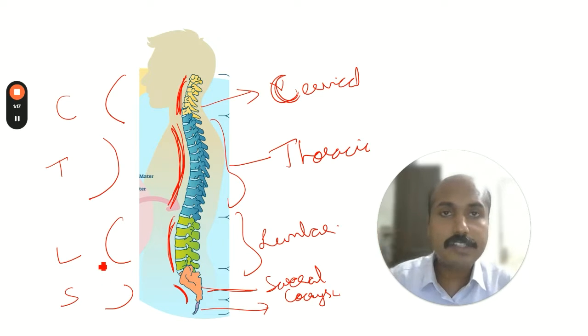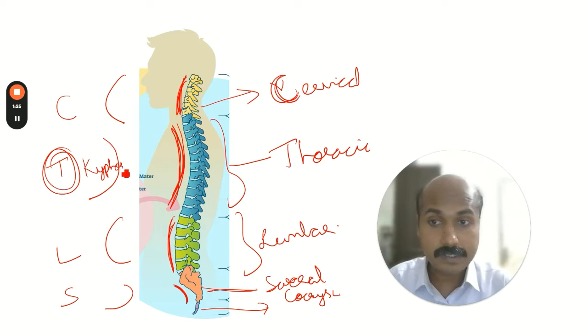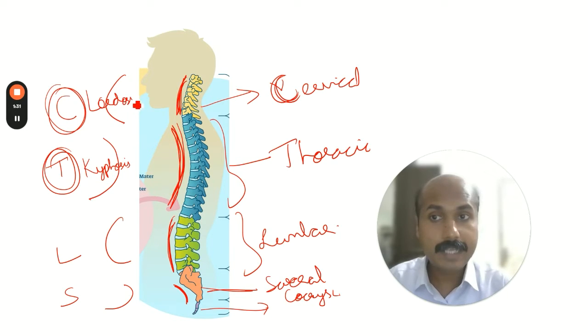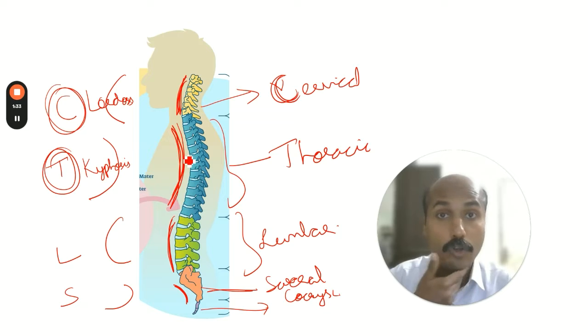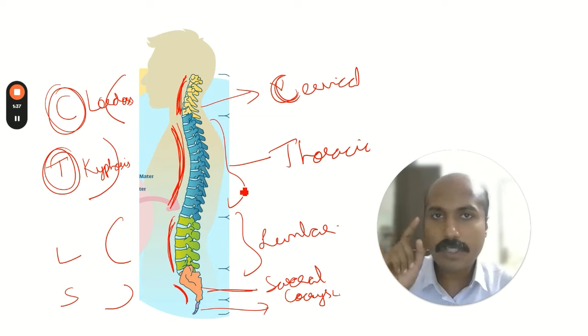The concavities, you call it kyphosis. It is a normal kyphosis. And in the cervical part, you can have a normal lordosis. The anterior convexity is called lordosis. Anterior concavity is called kyphosis. Now, our topic was the primary and secondary curvatures.